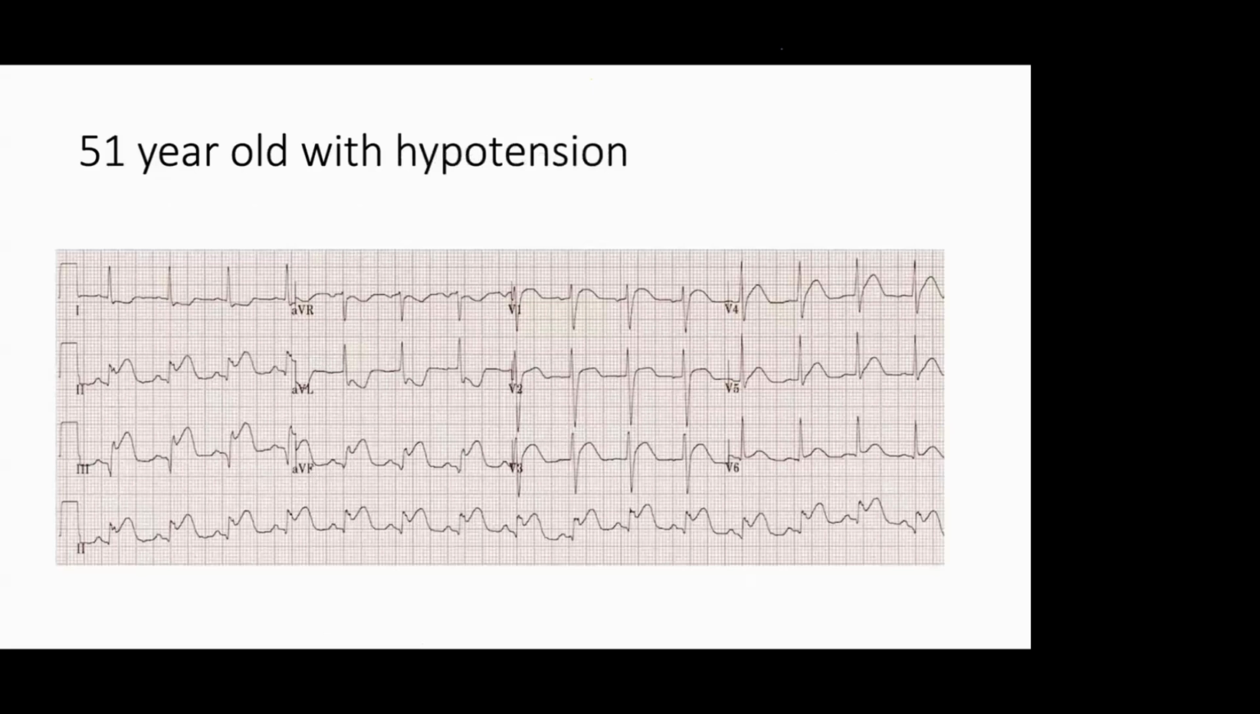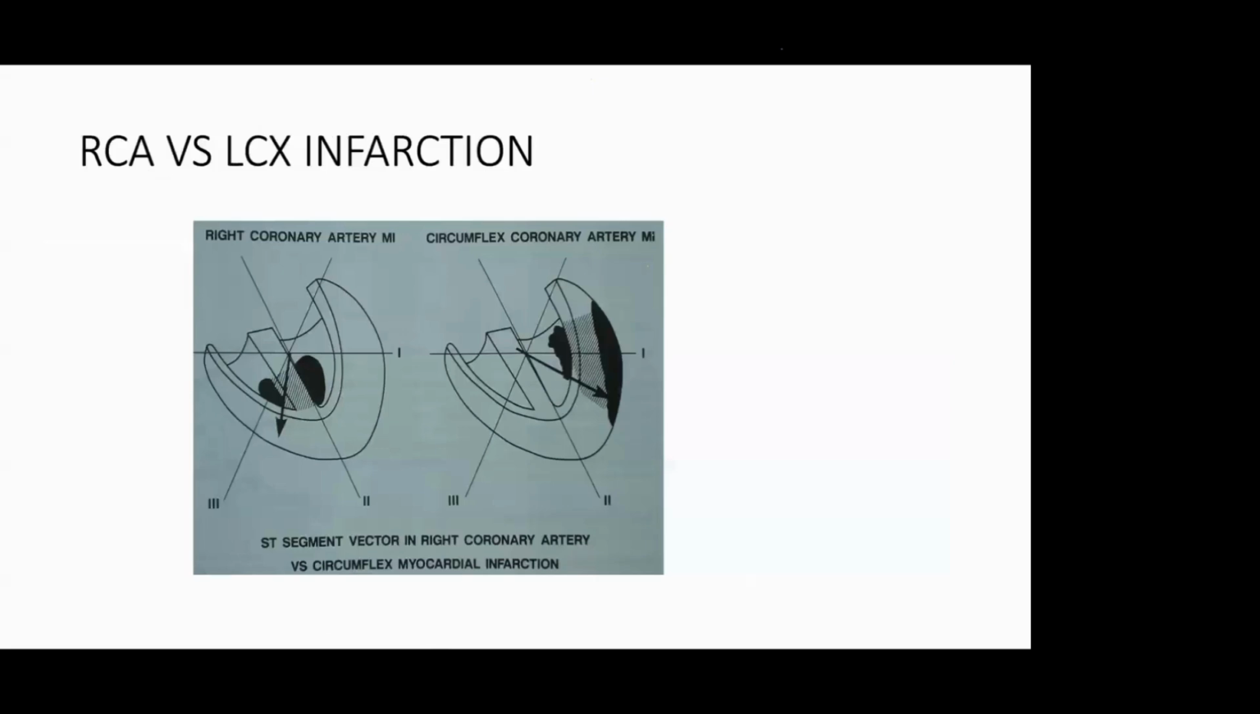You can see inferior wall MI with V1 ST elevation. But the other possibility is LCX infarction. How will you find out? That's one thing you have to understand. In the right coronary artery, the injury vector will be pointed towards 3, because the injury is in the inferior wall and lead 3 is looking at this area. But in circumflex, it is going lateral. The injury vector is away from 3, more towards 1 and 2.